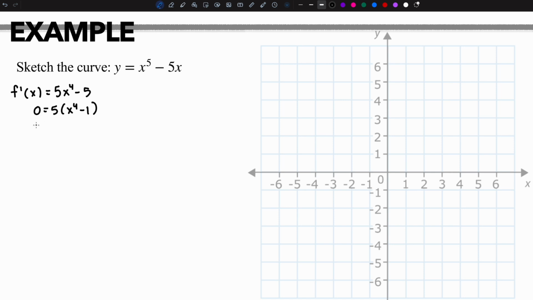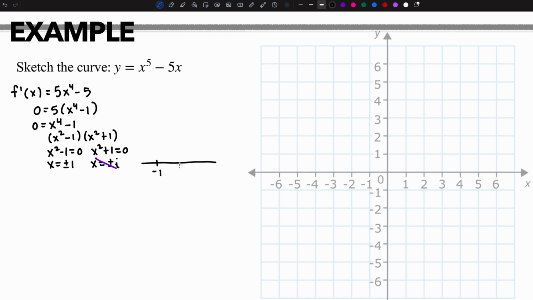So now if I divide by 5, I will still get 0, and I'm left with x to the fourth minus 1, which will give me x squared minus 1 times x squared plus 1, which would give me x squared minus 1 equals 0, and x squared plus 1 equals 0. So I'll get x equals plus or minus 1, and x equals plus or minus i. Now we do not have to worry about i, because you cannot graph an imaginary number on a Cartesian plane. But we do know that at 1 and negative 1, something is happening.